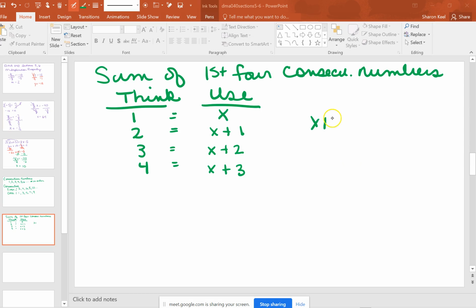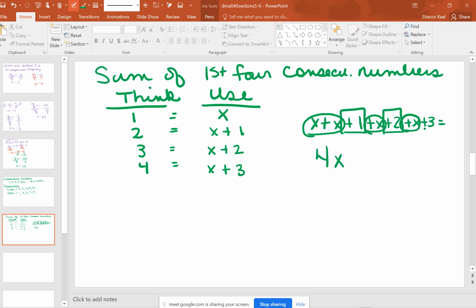Let's try this again. So we have x plus x plus 1 plus x plus 2 plus x plus 3. So if we combine this, we have 4 x's, and then I have 1 plus 2 is 3, and 3 plus 3 is 6. So for this scenario, my answer is 4x plus 6.